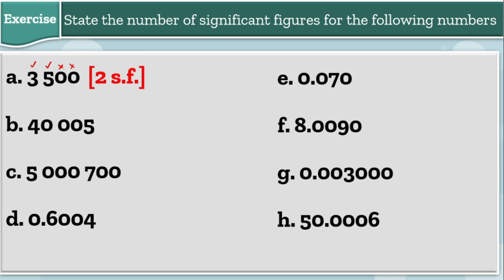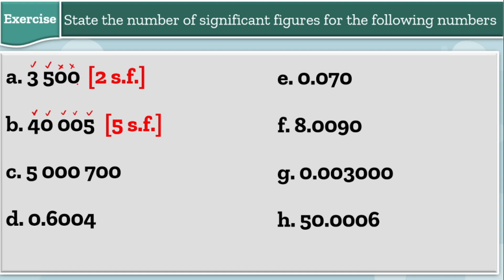For the B, 40,005. So, it is 5 significant figures because 1, 2, 3, 4 and 5. There are 5 significant figures. Okay, look at the C.